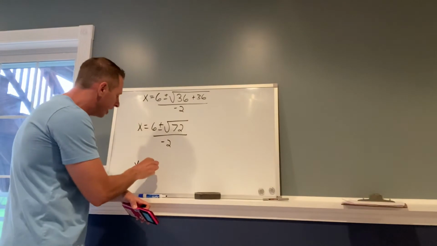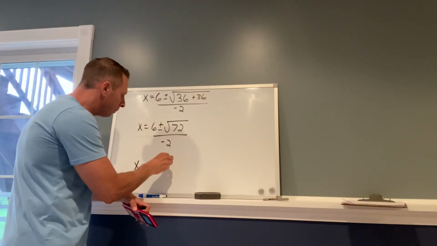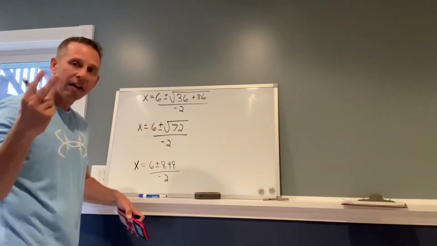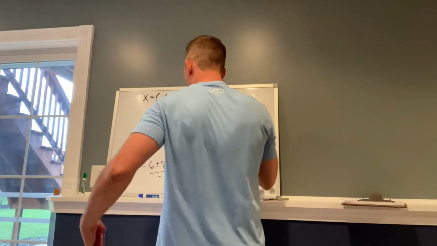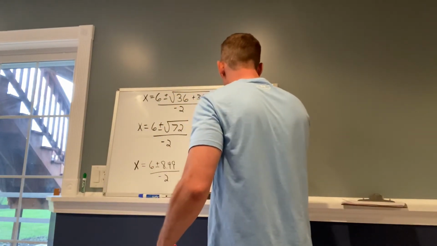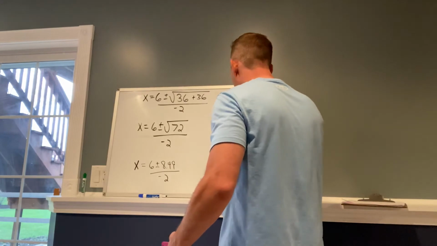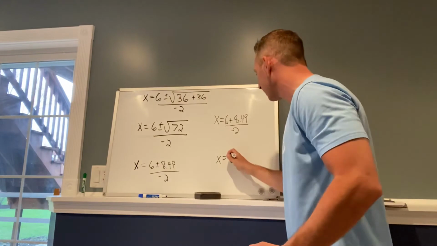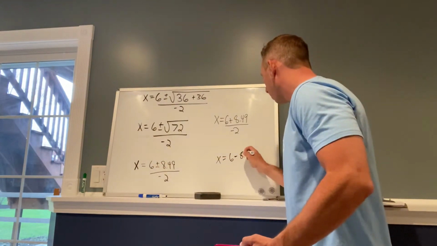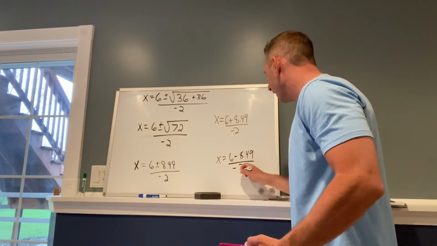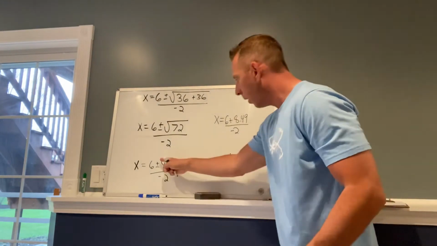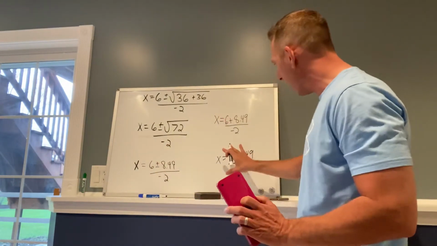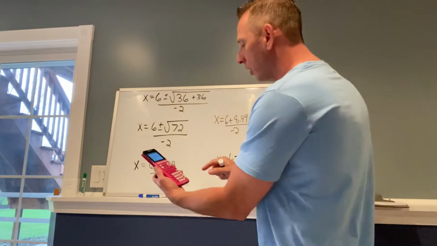So this becomes 6 plus or minus 8.49 divided by negative 2. Well, now we have two separate equations. x equals 6 plus 8.49 divided by negative 2, and x equals 6 minus 8.49 divided by negative 2. Again, that plus and minus is just the way of writing two separate equations in one. Now we just write the two separate ones to solve, and we use our calculator.